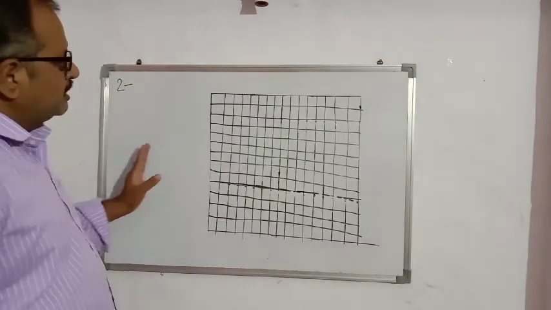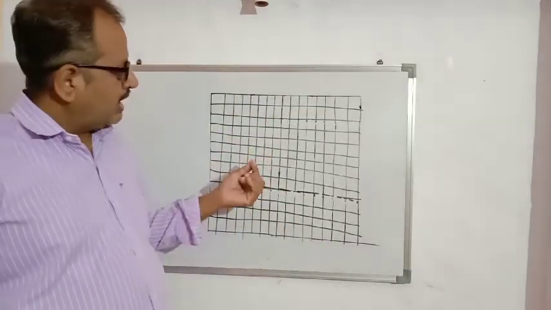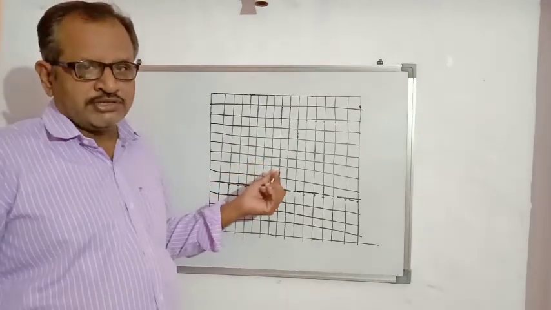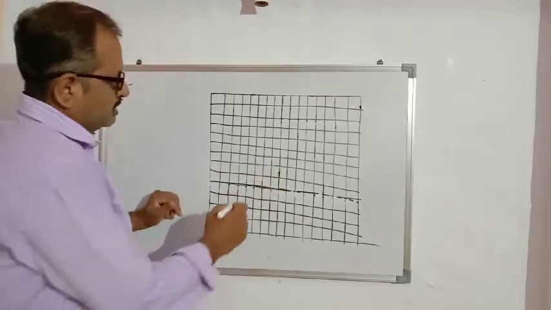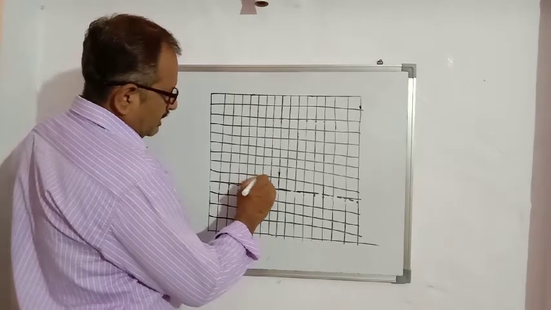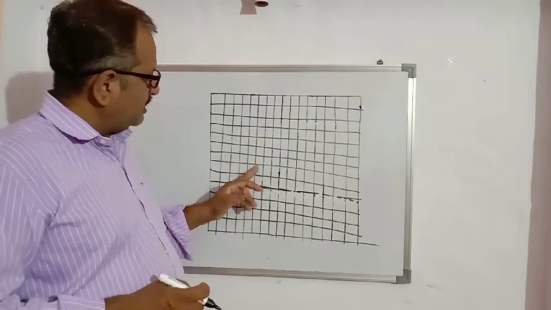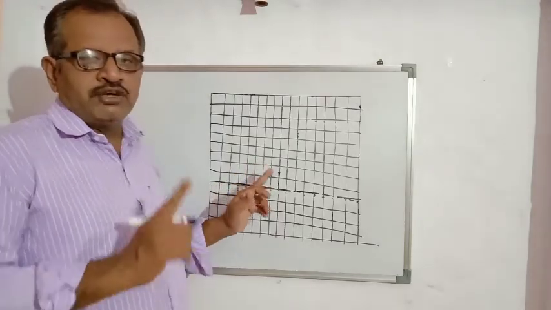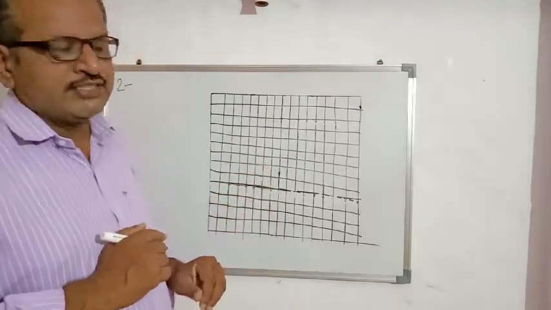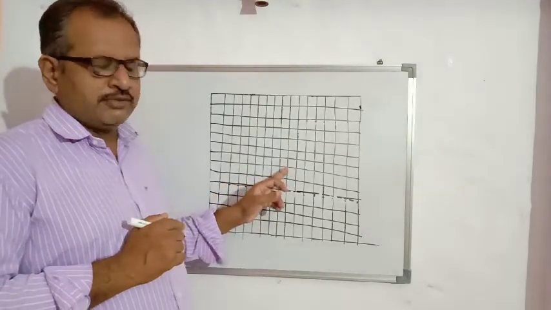So suppose this is your graph sheet, and suppose it is a 1 centimeter graph sheet, which means the length of one block is 1 centimeter. So what will be the area of one block? The area of one block will be 1 square centimeter, because we will get a square whose side is 1 centimeter.